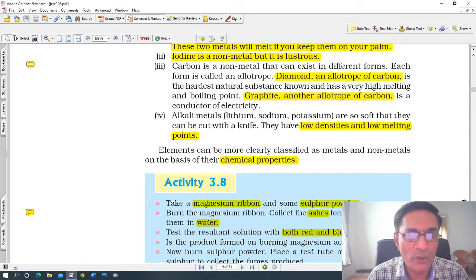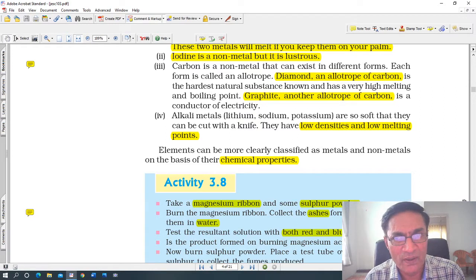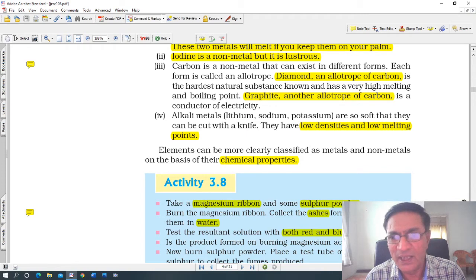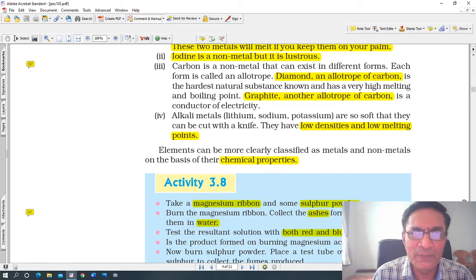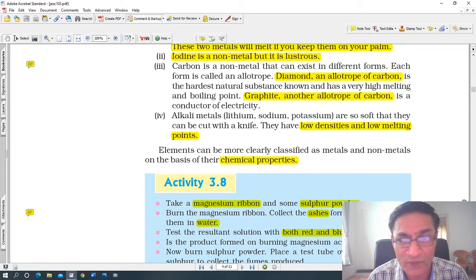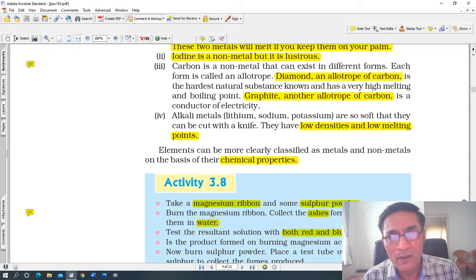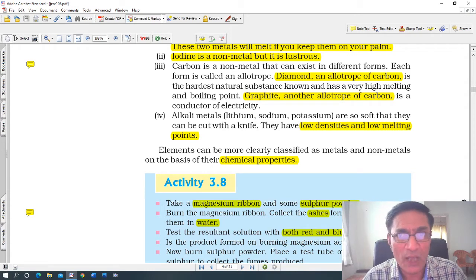For example, iodine is a non-metal, but it is lustrous. Metals are supposed to be shiny, okay, but there are certain non-metals also which are shiny. Then on the other hand, you have alkali metals like lithium, sodium, potassium, which are soft and you can cut them with a knife. The densities are low, the melting and boiling points are also low. But most metals like iron and copper have high melting and boiling points. But sodium, potassium and lithium have low boiling points and melting points.